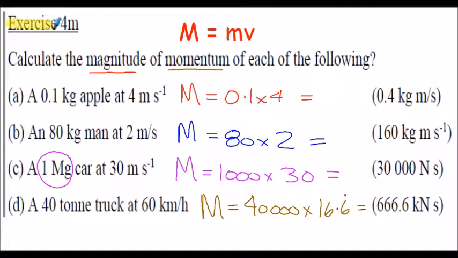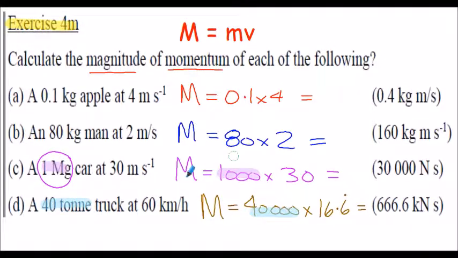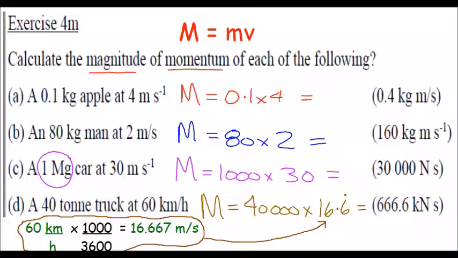Exercise 4M, here are the solutions to the questions. I'm sure you're able to work them out for yourself. Just note that the 1 megagram is equivalent to 1,000 kilograms. And of course the 40 ton is equivalent to 40,000 kilograms. Also notice that the 60 kilometers per hour was converted into meters per second, which was 16.6 recurring meters per second.